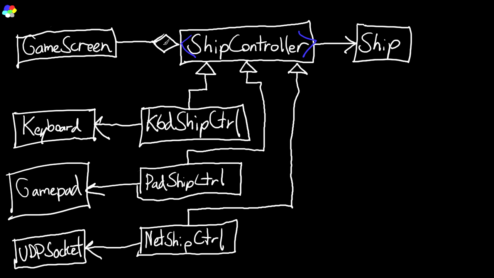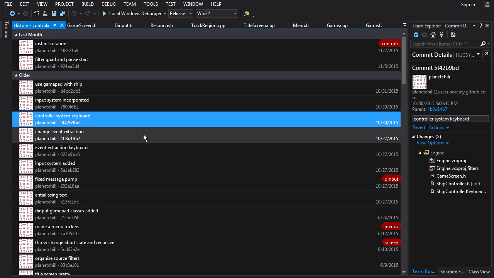So the beauty of this system is that the game screen doesn't care what kind of controller you have. All it knows is it has a pointer to a ship controller, and if it calls update on that, the ship will be controlled, and it doesn't care whether it's going to be controlled ultimately by an internet connection or by a gamepad or by a keyboard. It's all the same to game screen, and that's what we like in programming. So that is how it works. Let us see how it is implemented.